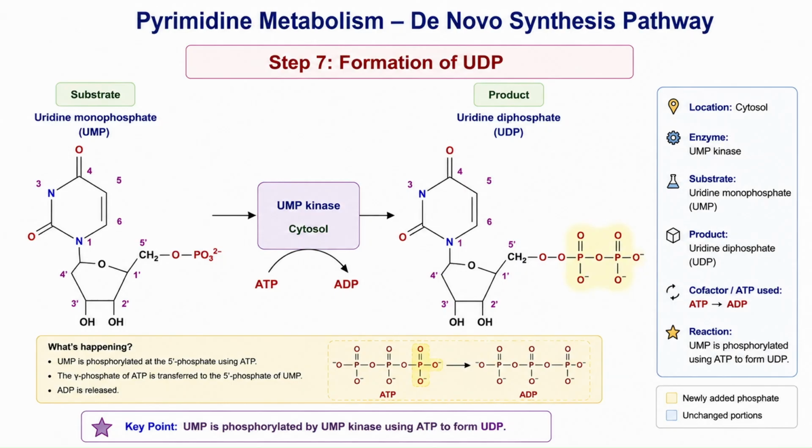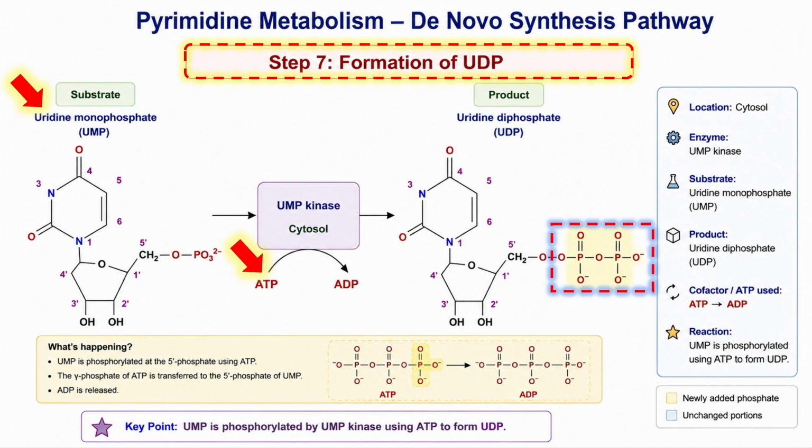Now coming to the seventh step, that is the formation of UDP. This is basically a phosphorylation reaction. In this phosphorylation reaction, one phosphate group from ATP is transferred onto the uridine monophosphate. As a result, uridine monophosphate gains an additional phosphate group and becomes uridine diphosphate, while the ATP becomes ADP.